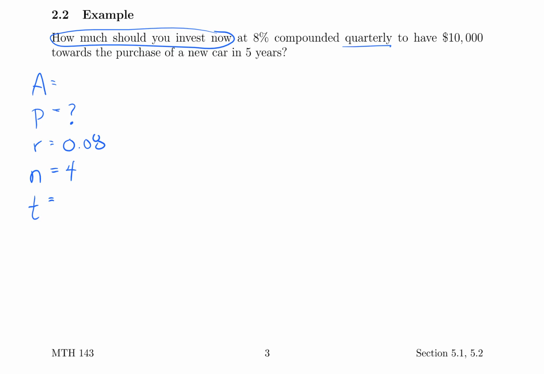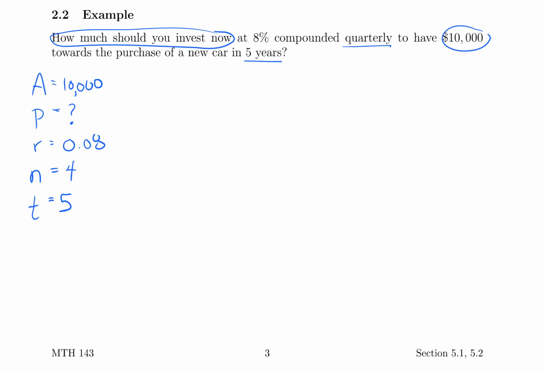We want to have $10,000, so the future value is $10,000. And we would like to have that $10,000 in 5 years, so time is going to be 5. So we'll go ahead and set up our equation. This time we're going to solve for P though.